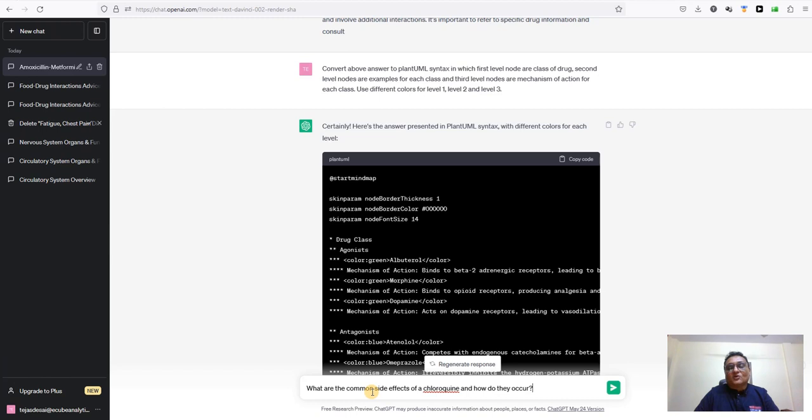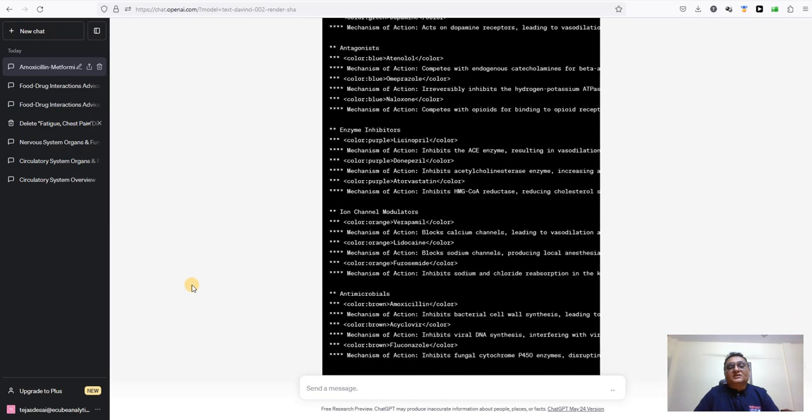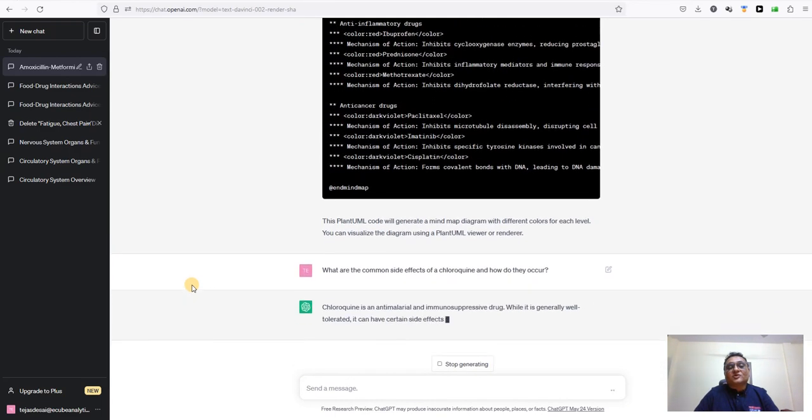that what are common side effects of chloroquine which I'm prescribing, and how do they occur, so that based on that and based on the patient, the doctor decides two things. Now here it is giving side effects of chloroquine.